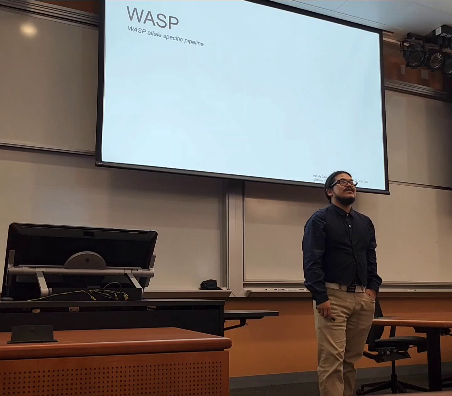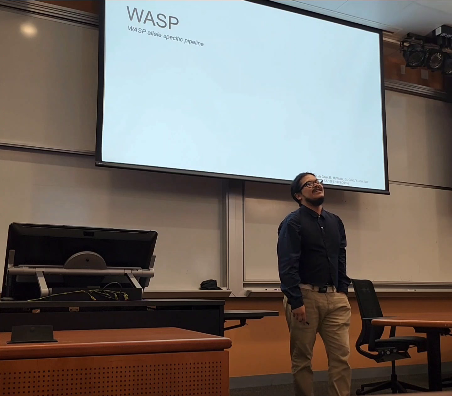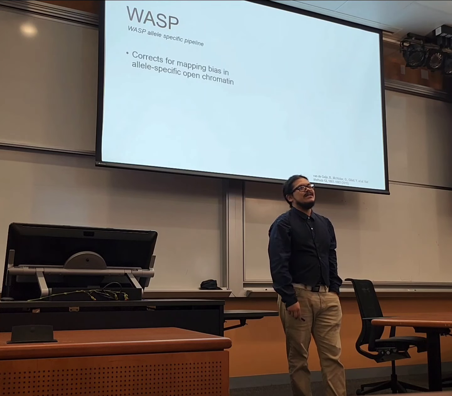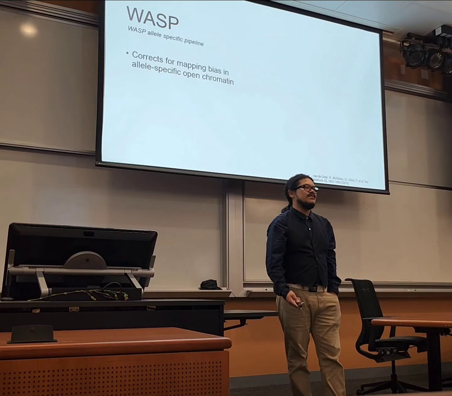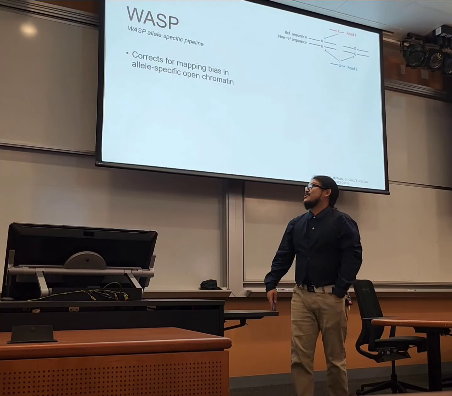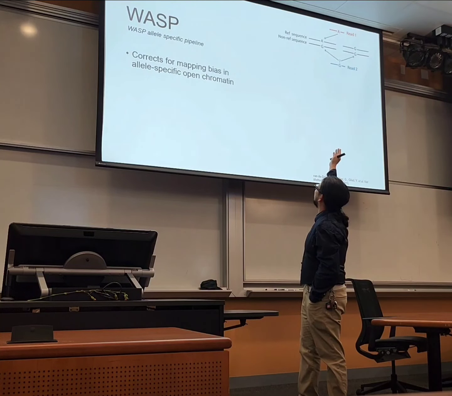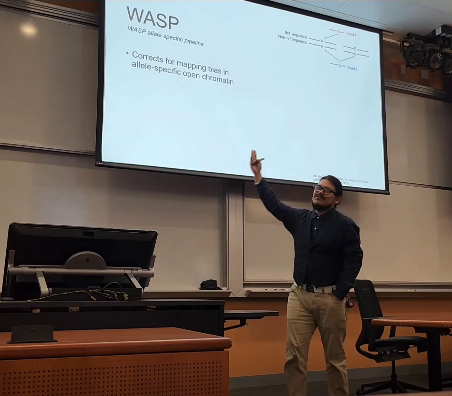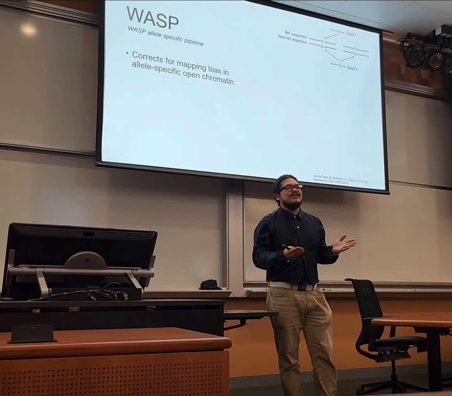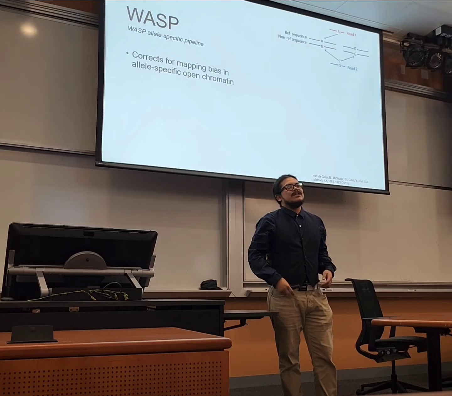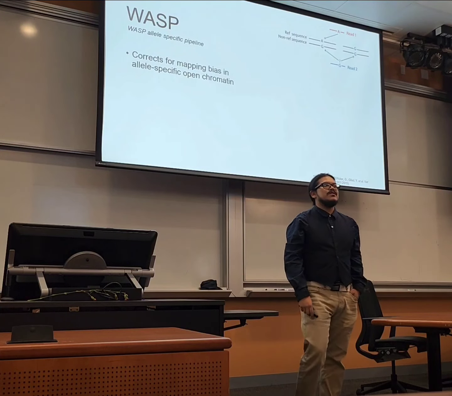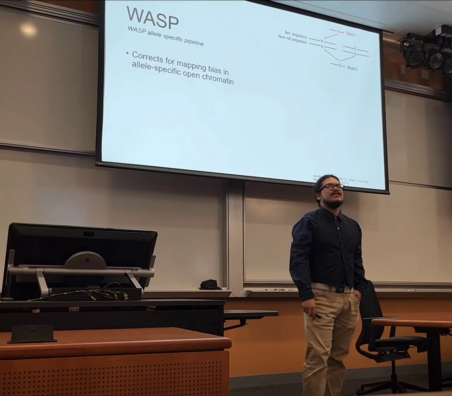And so that leads me to talk about WASP, which stands for WASP allele-specific pipeline. This is a pipeline developed by my PI. It was supposed to correct mapping bias and allele-specific open chromatin, and does it very well. This shows a reference sequence and a non-reference sequence. We have a read, and when we map it, we're not really sure if it's going to be an A or G, so we take the best representation from the reference genome. That creates big problems because that's hugely misrepresentative of the actual patient's data.